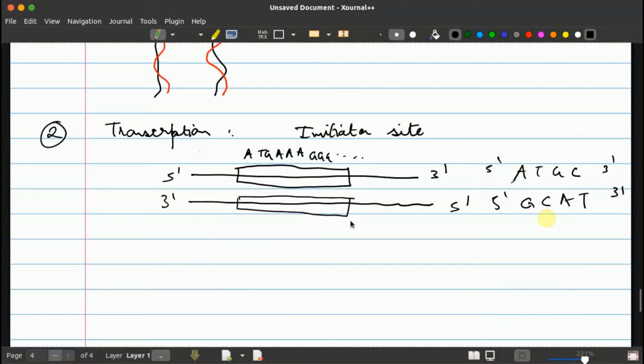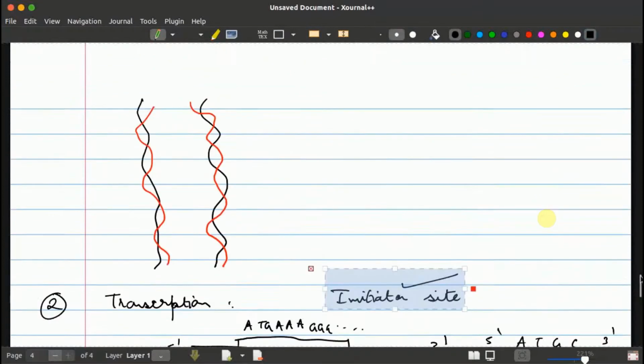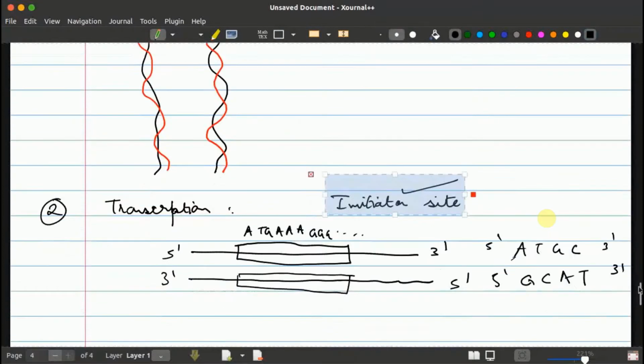But how do you know which one to pick? Picking is decided by the initiator site. So does the site pick which point to start from or which strand to use? Which strand and which point. Oh, I see. It's like an origin of replication, except that your strand is also picked. Okay.